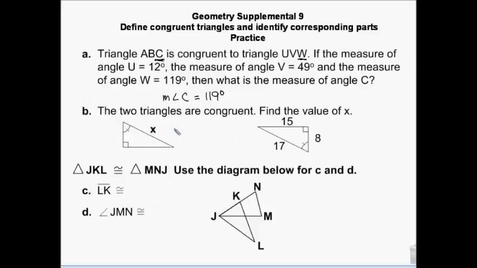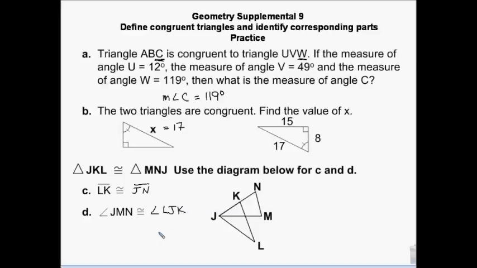Okay, if these two triangles are congruent, what does X equal? Perfect. Okay, LK. Now this one's a little tricky because the triangles are together and the picture can be confusing. This is a time when looking at just the names might help. Well, we went LK, so you want to go JN. You want the congruent parts to be in the same order. So JN. And then angle JMN would be the same as angle LJK.